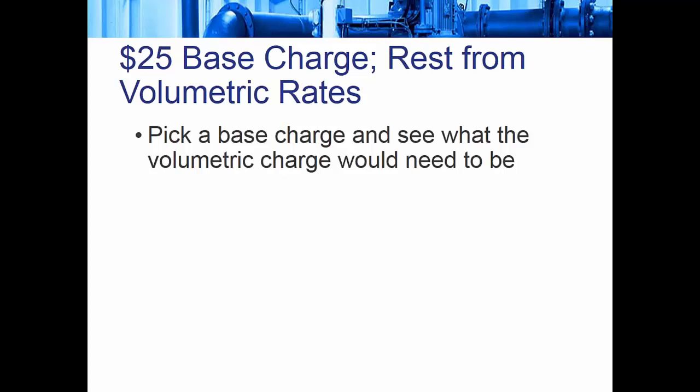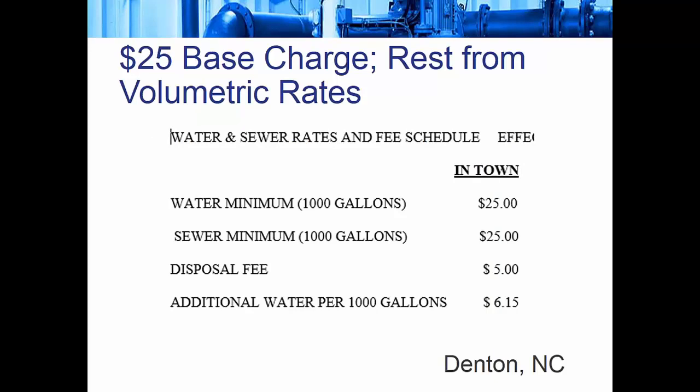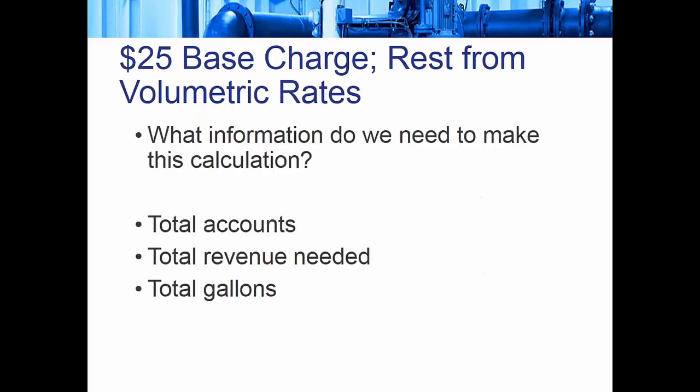All right, so let's look at one last example that, again, kind of falls in that middle spectrum. We're going to say $25 is the base charge, and everything else we need will come from the volumetric rates. Denton, North Carolina, a water system that we have done some work with, they charge $25 a month. That includes 1,000 gallons of water, and then all of their usage above that is $6.15. So they're just an example of a water system that happens to have a $25 base charge.